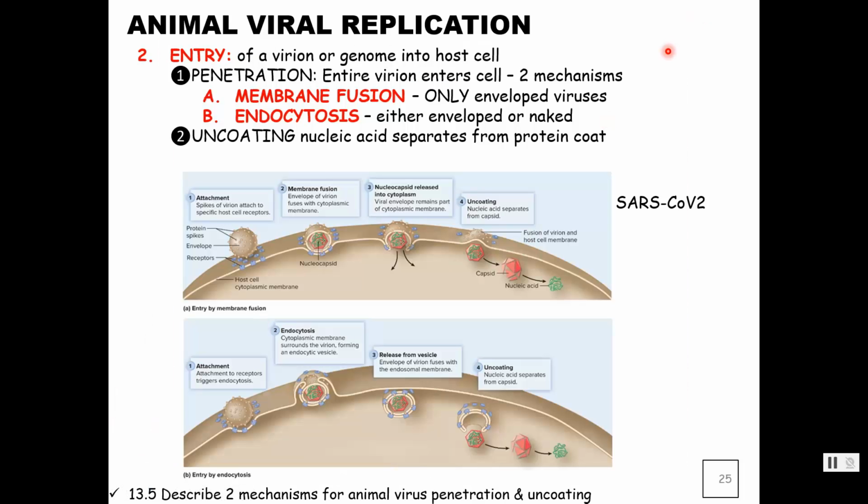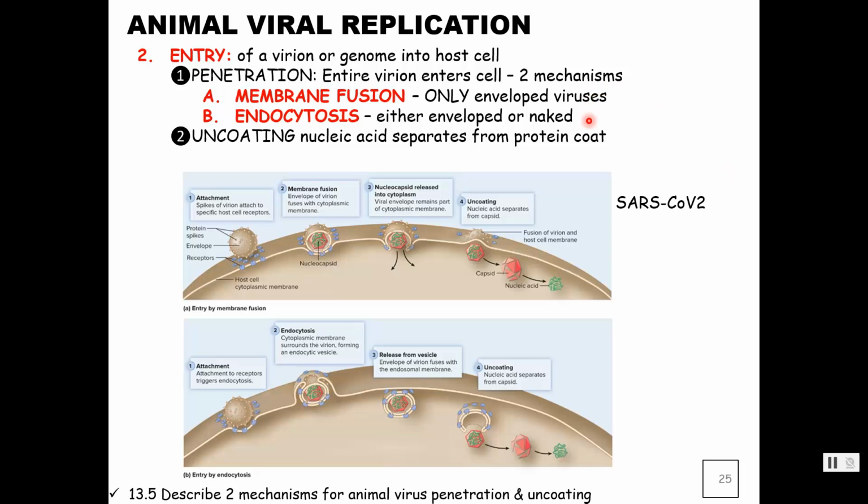All right, so we have attachment, then entry. There are two parts to entry: penetration and uncoating. Penetration can occur two ways, as we just watched. One is membrane fusion, and only enveloped viruses enter this way. This is the way SARS-CoV-2 enters.